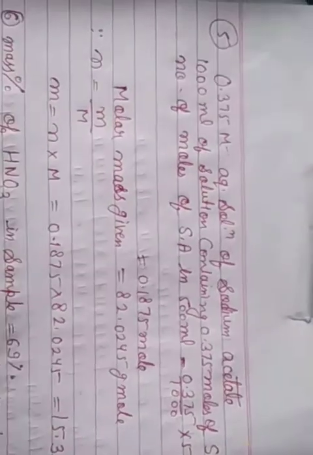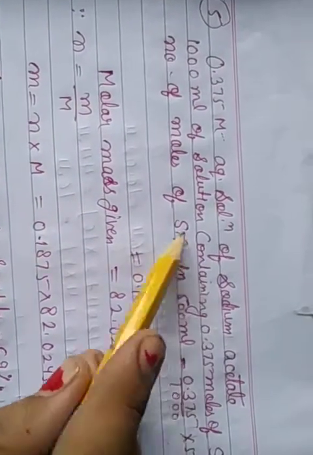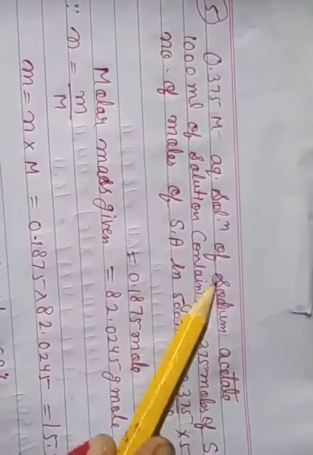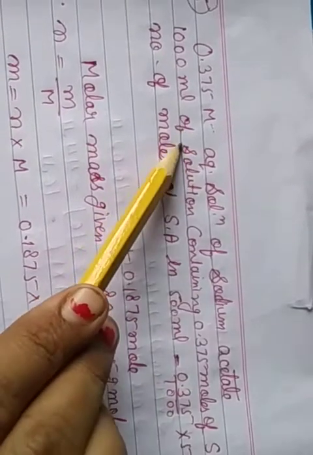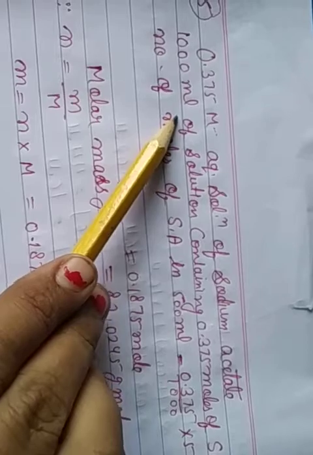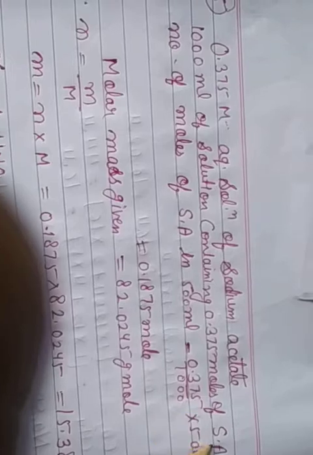Okay, so here you see a 0.375 molar aqueous solution of sodium acetate is given. For forming the 0.375 molar aqueous solution, we have to know about the solution in a liter, that is 1000 ml. So 1000 ml of solution contains 0.375 moles of the sodium acetate. So the number of moles of sodium acetate in 500 ml: convert into 500 ml, so 0.375 divided by 1000 multiplied by 500.